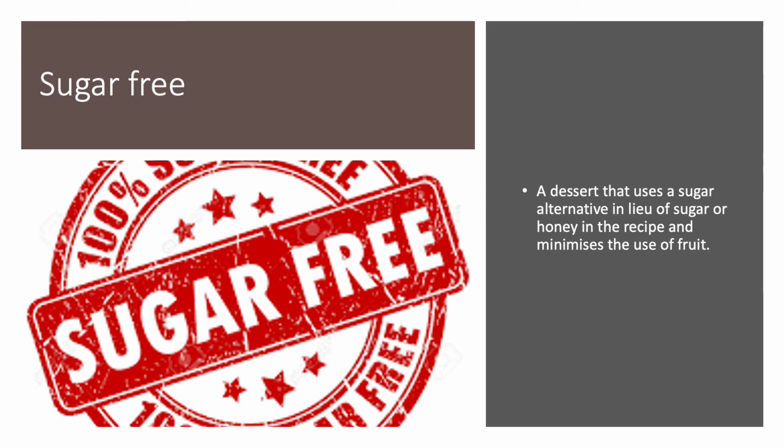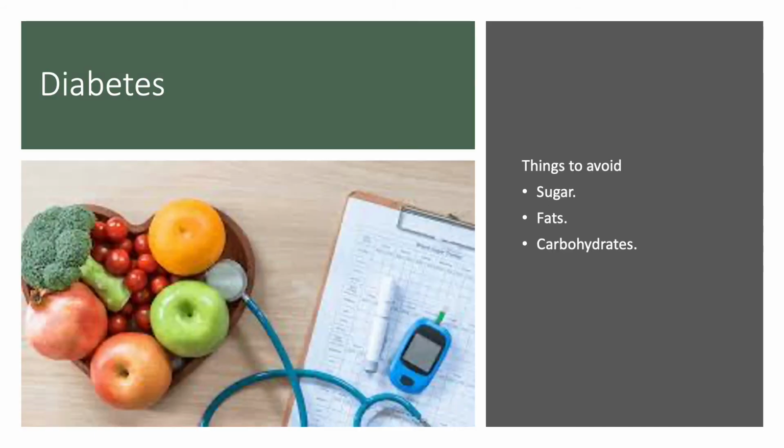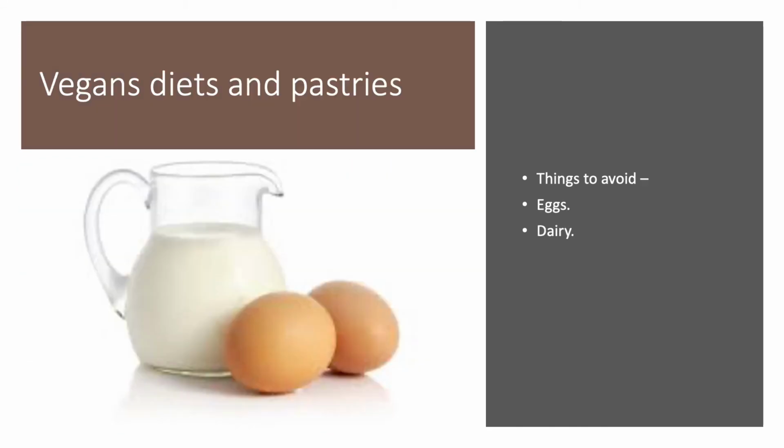Sugar-free, we spoke about this in diets. This is a dessert that uses a sugar alternative in lieu of sugar, okay, or honey. Honey's the same thing, has the same glycemic index as sugar. Three things to avoid there with diabetes: sugar, fats, and carbohydrates. Vegan diets, we need to avoid the eggs and the dairy.